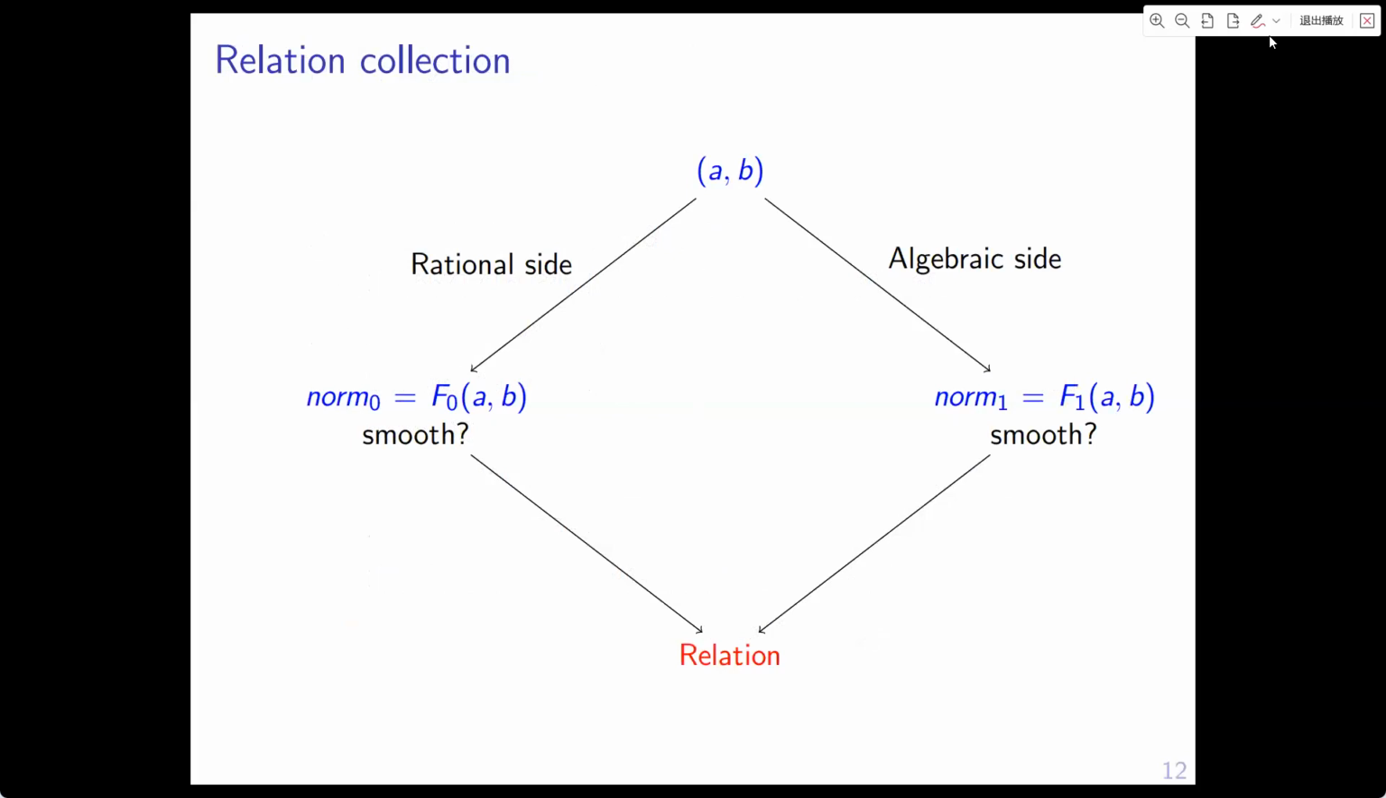So to quickly recap, we go from AB pairs, of which we can have as many as we want, and we compute the norm on the rational side and the norm on the algebraic side. In the case where, for one pair AB, this rational norm is smooth, as well as its algebraic norm, then we call that a relation. And the goal really is to get as many relations as possible.